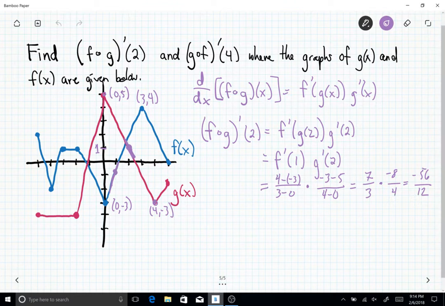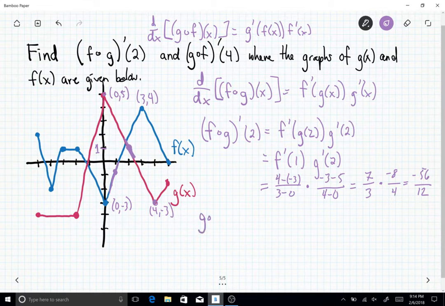So moving forward on the next one, where were we at? We were at (g composed with f) prime of 4. So when we take the derivative of g composed with f of x, this might be a little confusing at first, that goes g prime of f of x times f prime of x. So in this case, (g composed with f) prime of 4 is g prime, I should say, of f of 4 times f prime of 4.